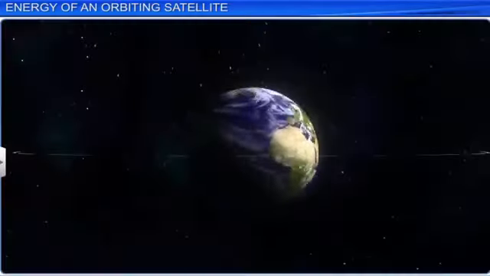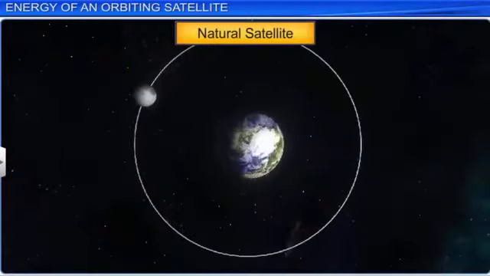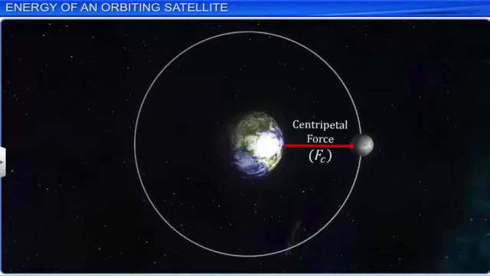The Earth's natural satellite is the Moon. The orbit of the Moon is nearly circular. Hence, the Moon is under the action of a centripetal force. This centripetal force is provided by the gravitational force between the Earth and the Moon.